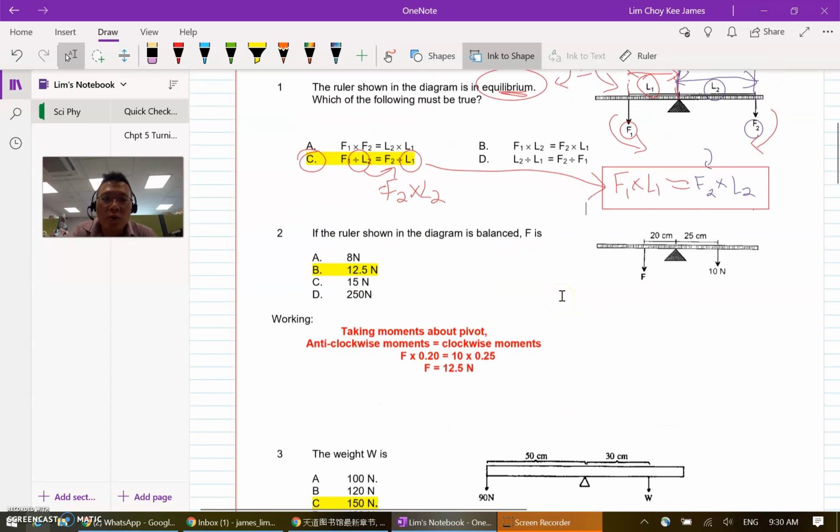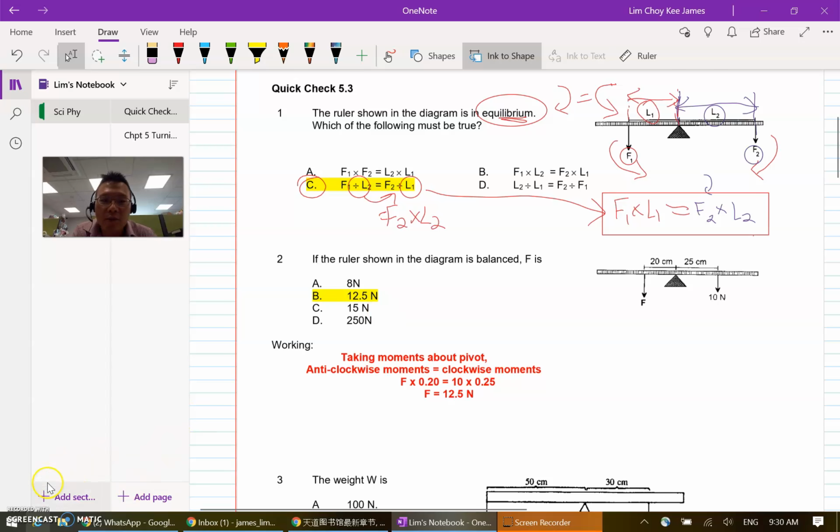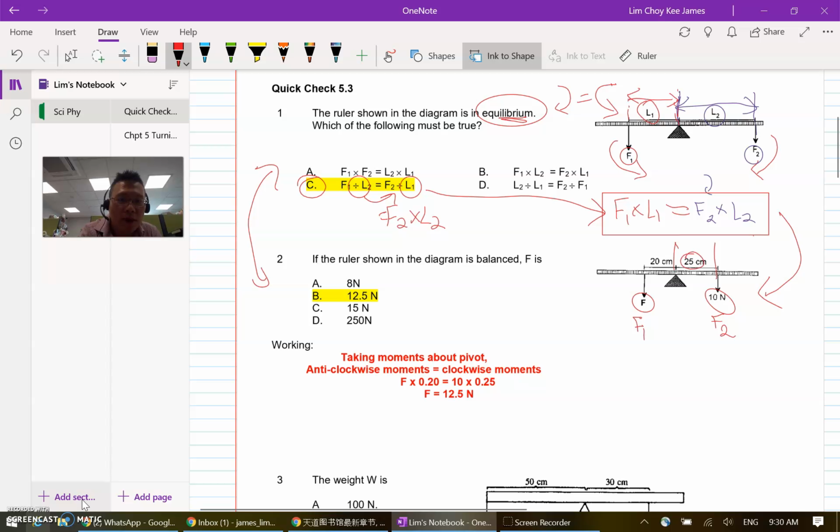As for question 2, it is actually the same as question 1. Instead of algebraic variables, we now have real numbers inside. These two questions are exactly the same in terms of concept. You have F on the left side and 10 Newton on the right side. This is similar to F1 in question 1, and this is F2 in question 1. So the formula you are using is the same. L2, the perpendicular distance, is here. It's 25 cm.